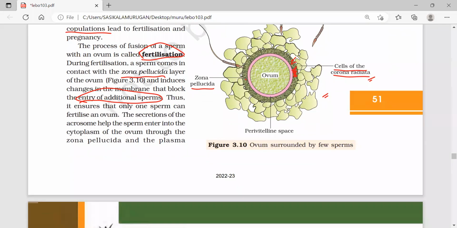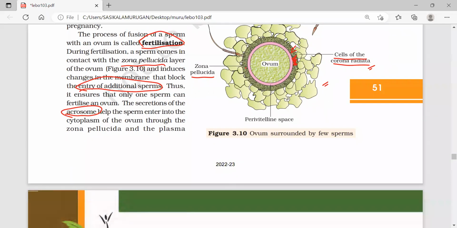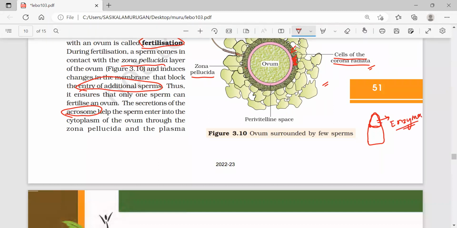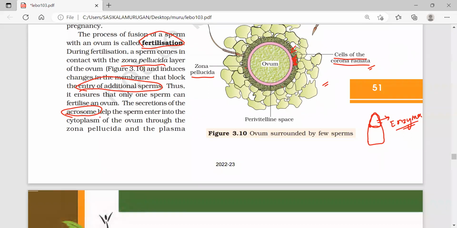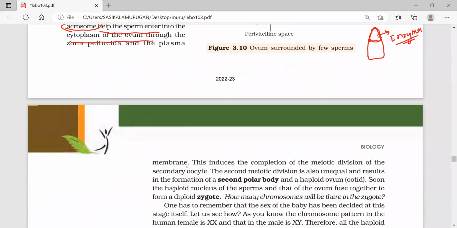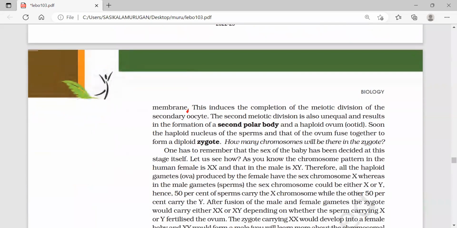Now the secretions of the acrosome. Note down the word acrosome, it is very important, because the acrosome is a structure we discussed last year in the sperm. In the head region, in the anterior portion of the sperm, there is a region called the acrosome, which contains enzymes. These secretions of the acrosome help the sperm enter into the cytoplasm of the ovum through the zona pellucida and the plasma membrane. This includes completion of meiotic division.